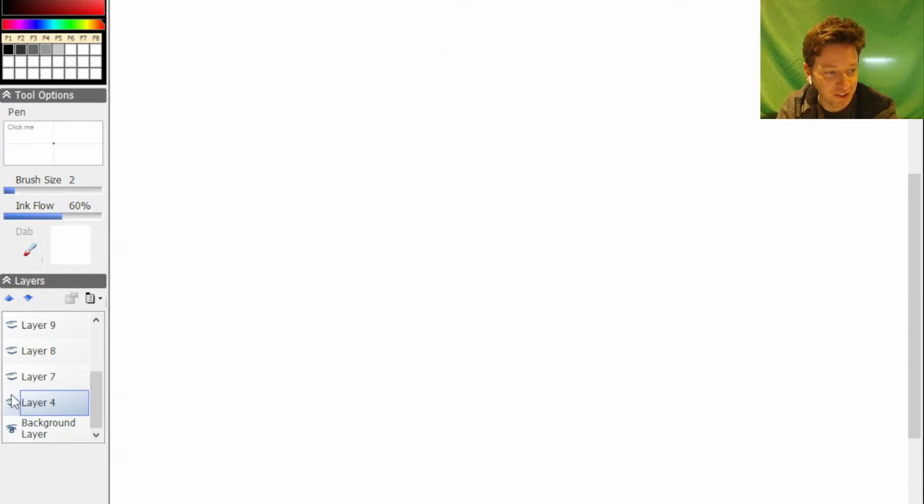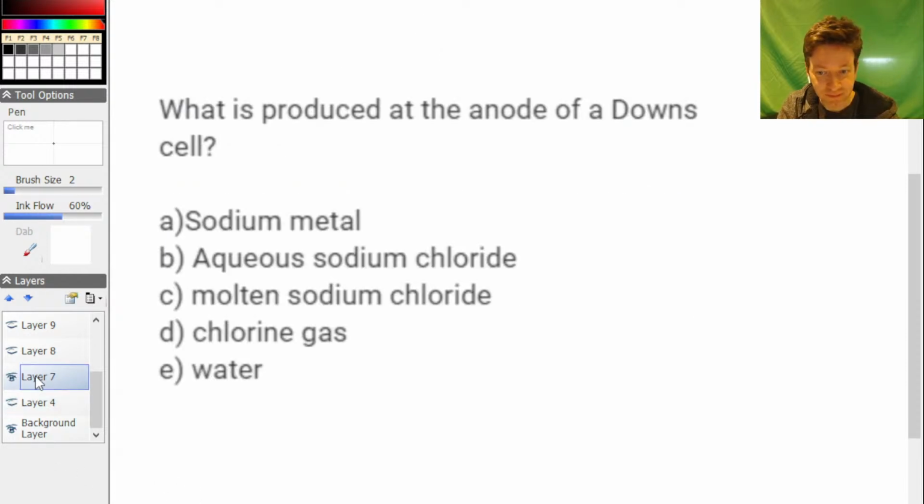All right, let's try the next one. So my students need to know what a down cell is. Basically, a down cell is made with molten sodium chloride. It's not an aqueous solution in water. Okay. So what's produced at the anode? It's made of molten sodium chloride. That's not produced at the anode. It contains no water. So it's really a 50-50 here because we have an anode and a cathode.